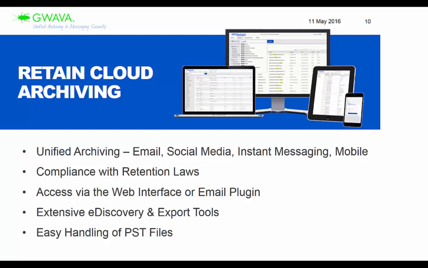For instant messaging, it's Skype for Business, Google Hangouts, AOL IM, and Yahoo IM. And then for mobile communication, it's Android, BlackBerry, and iOS. So that's really the difference between Retain and some of those other archiving vendors.